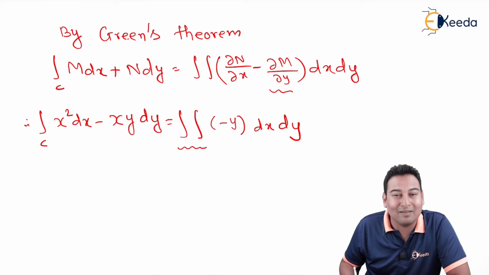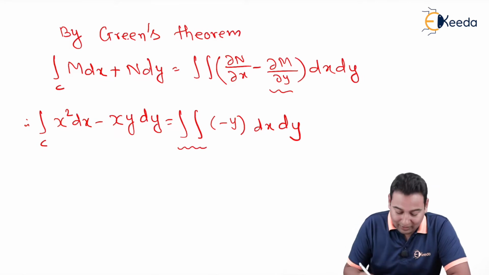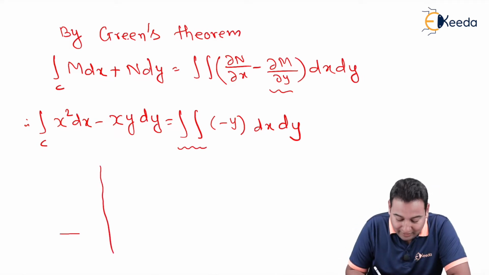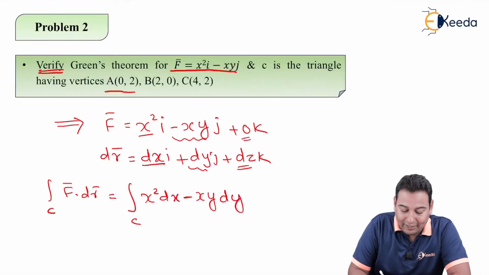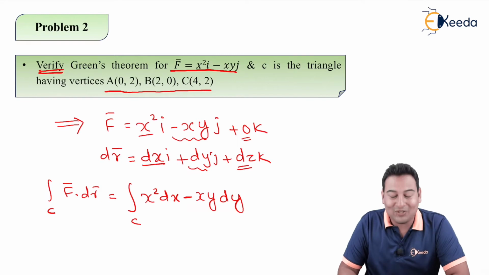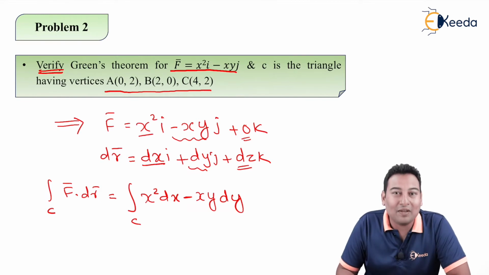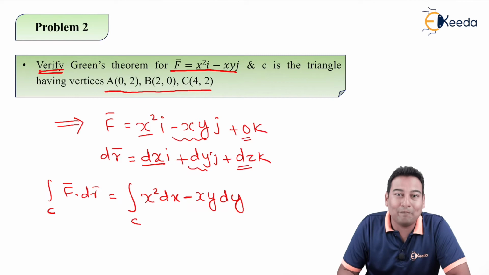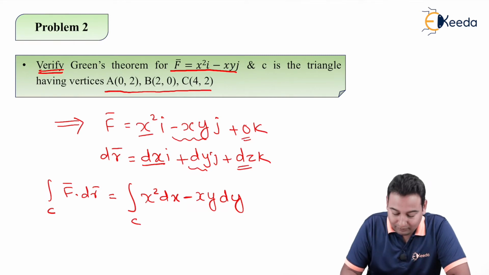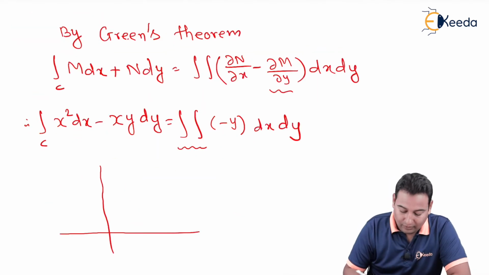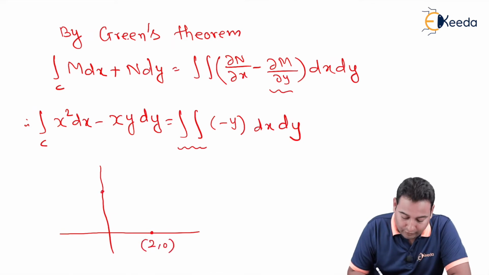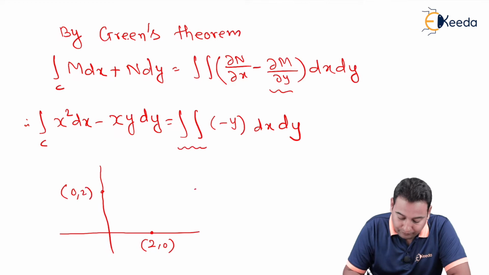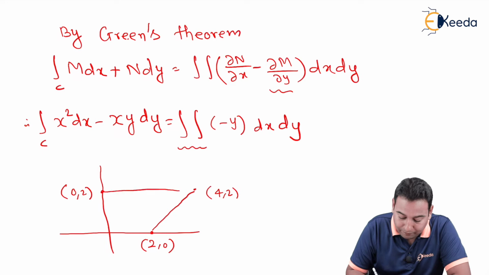For that purpose, what must be done? We need to draw the curve. Let me draw the points. Let's check what is asked in the problem. A is equal to (0,2), B is equal to (2,0), C is equal to (4,2). This we have already discussed in video number 1. Let me revise it quickly. This is (2,0). This is (0,2). This is actually our climax problem, the last problem of video number 1.